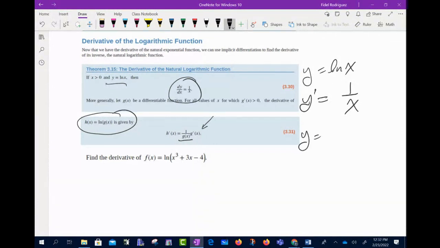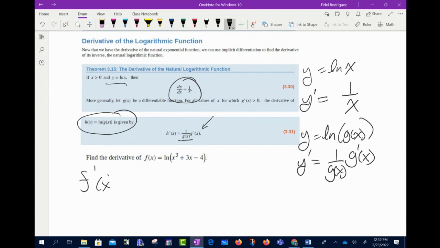So if I have y equals the natural log of g of x, y prime is going to be 1 over g of x times the derivative of g of x, again using the chain rule. So here's our first problem. We're going to look for the derivative of the natural log of x to the third plus 3x minus 4. First, we're going to find our f prime of x.